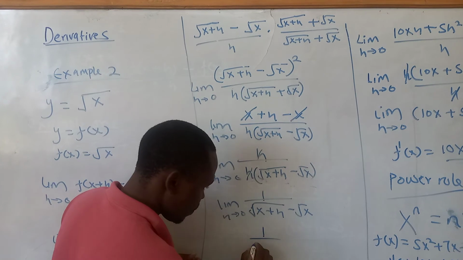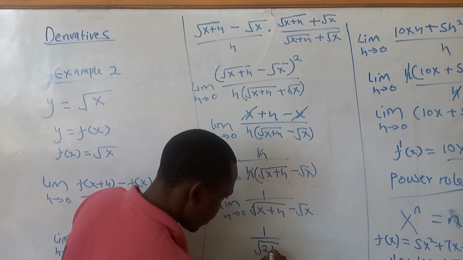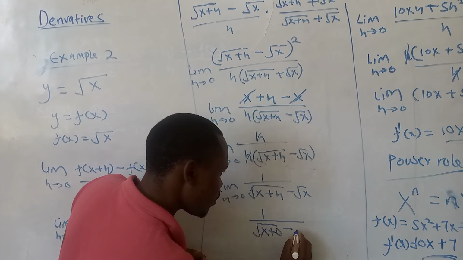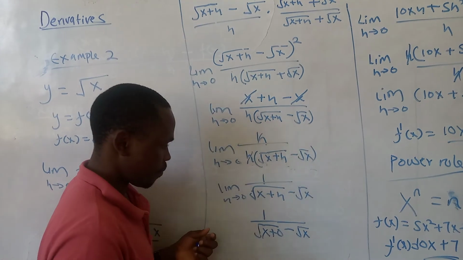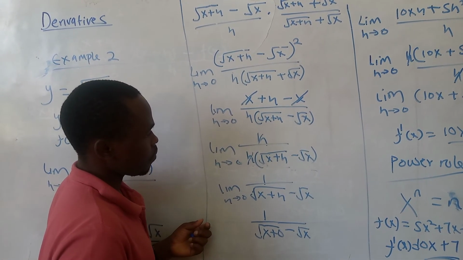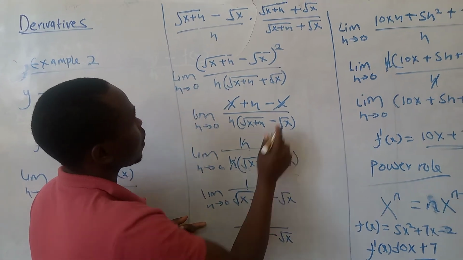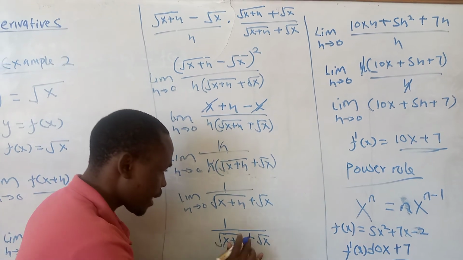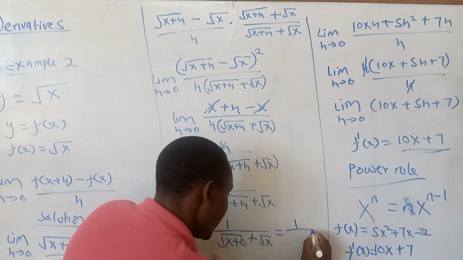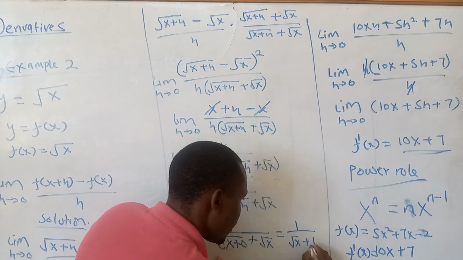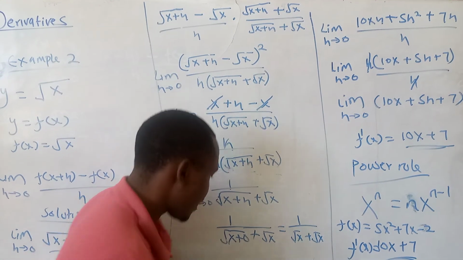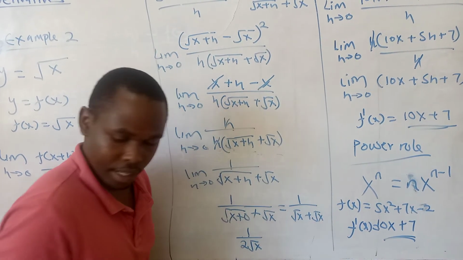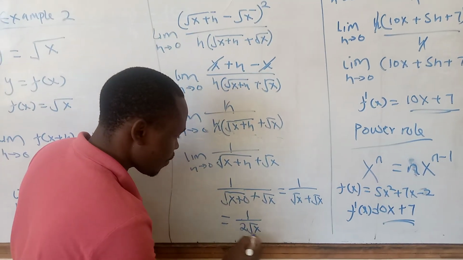1 over root of x plus 0 plus, no, it was not minus, it's addition, plus root x. Then this is the same as 1 over root x plus root x. This one is the same as 1 over 2 root x. That is it, and this is the answer.